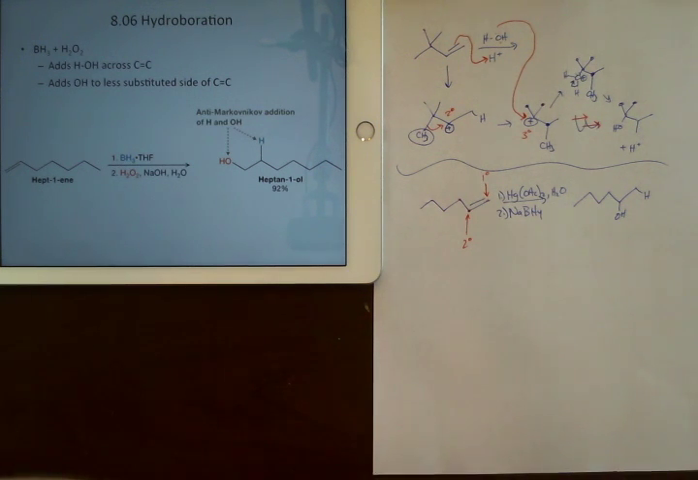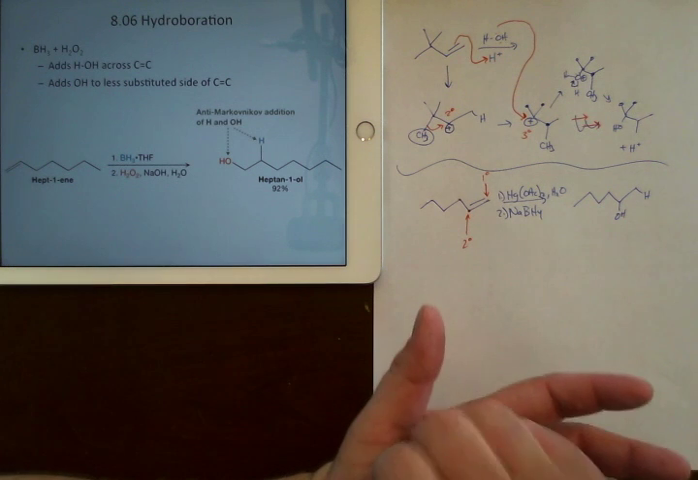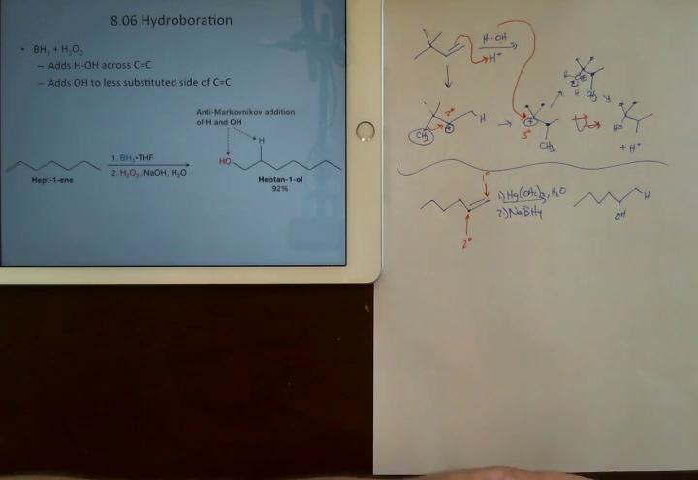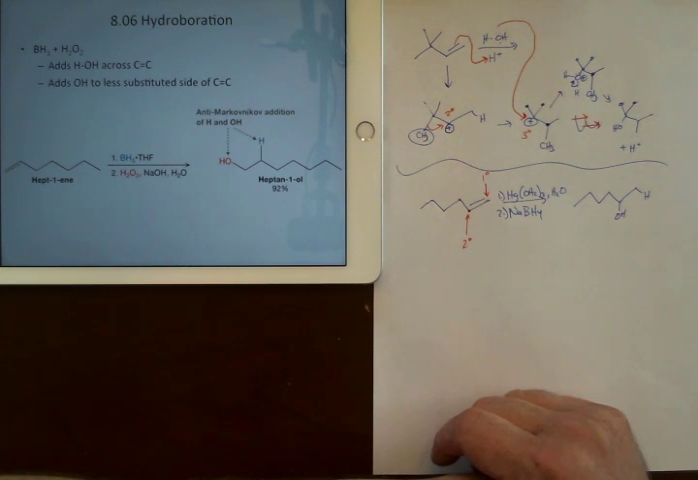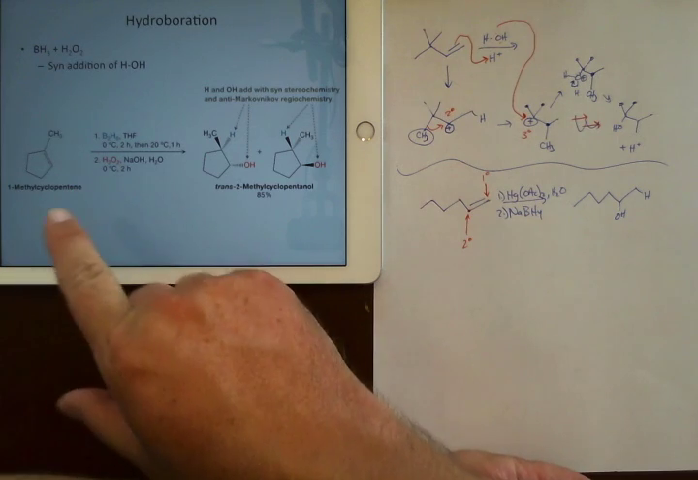For there, the boron is actually going to go on the less substituted side, and it puts its hydrogen on the more substituted side. Then when you hit it with peroxide, the boron gets oxidized, and so what you're left with on that carbon is an OH. But it is a syn addition.